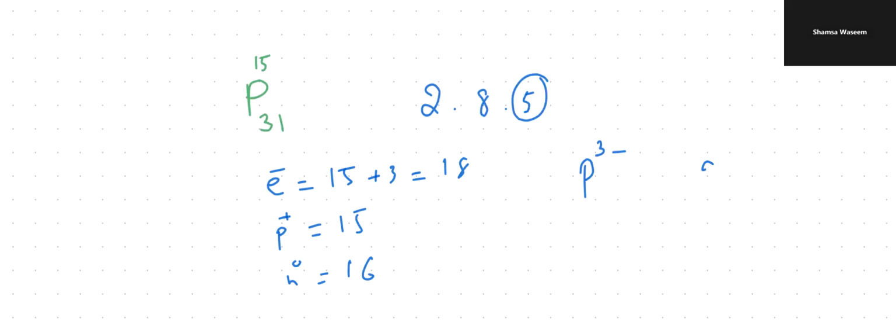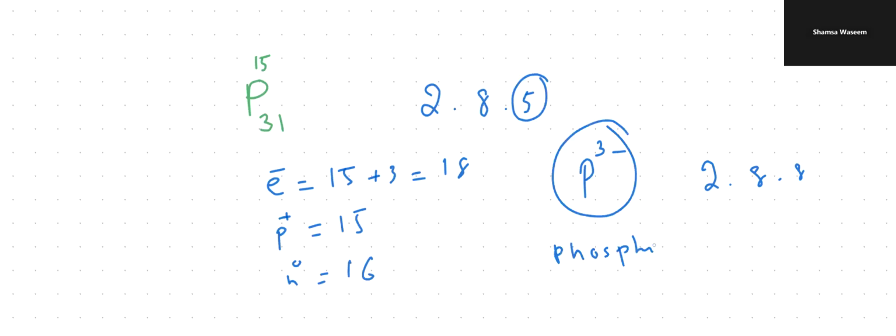Always remember, the electronic configuration of an ion is going to be complete and stable. What's the name of this ion? This is an anion. And as it's a non-metal ion of phosphorus, the name of this ion is going to be phosphide. So we say this is going to be phosphide, all right? I hope it makes sense.